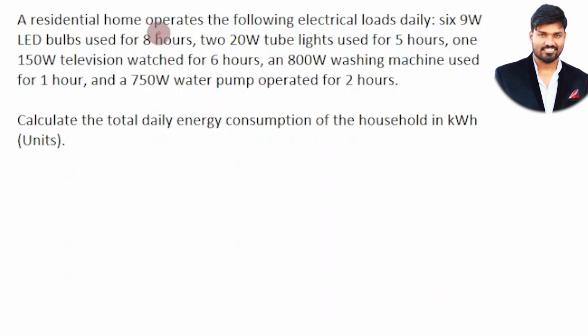A residential home operates the following electrical loads daily. We have 6 9-watt LED bulbs and they are used for 8 hours. So LED bulbs, 6 are there and each one is a 9-watt and they are running for 8 hours. Okay, 6 into 9 into 8, which you will get 432 watt hour per day.